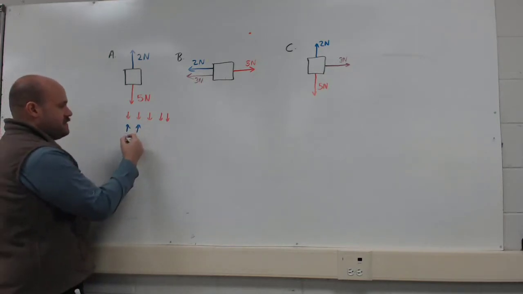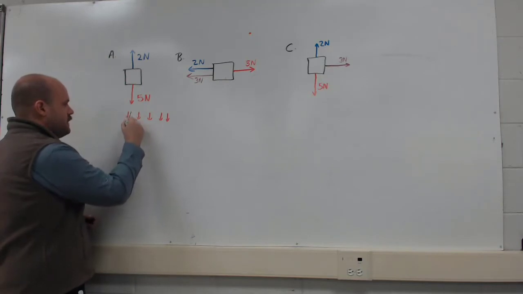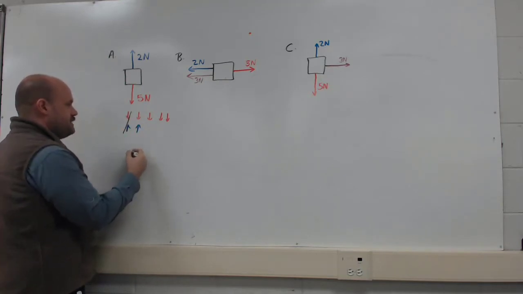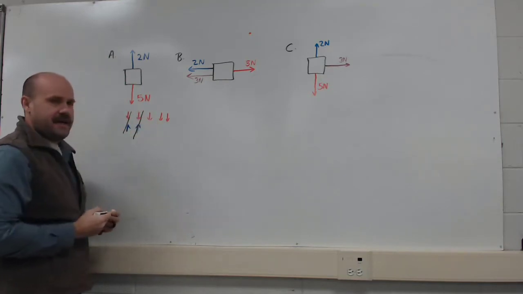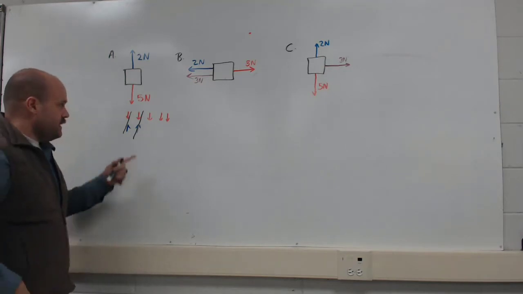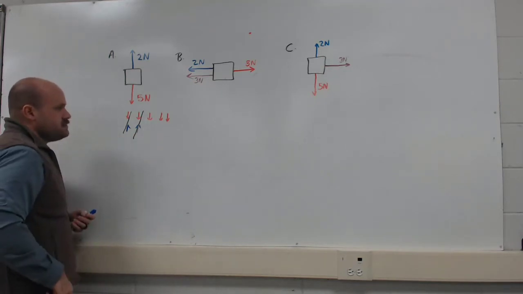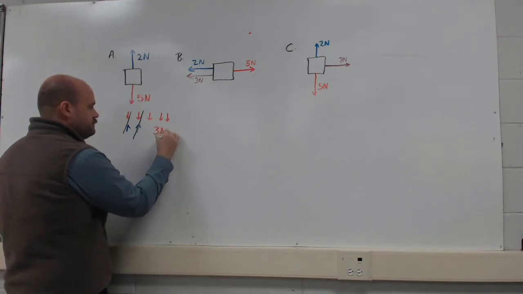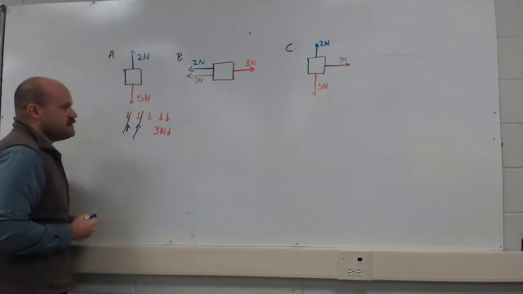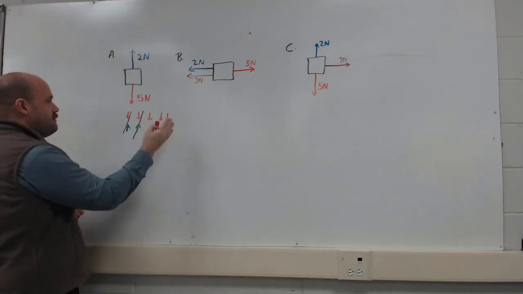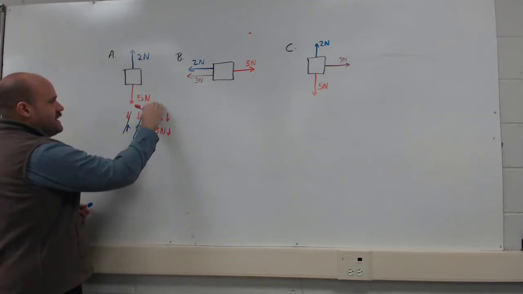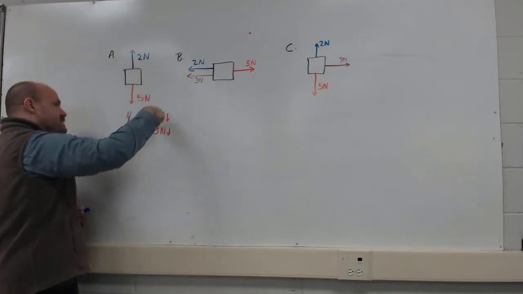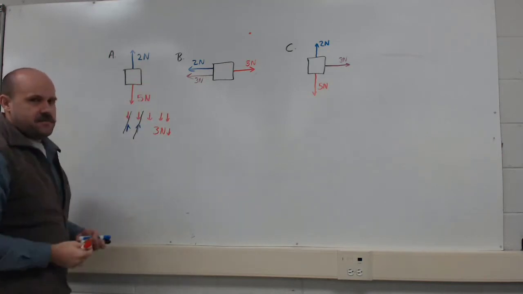So this is down and this is up. Those are opposites, so they'll cancel each other out. This is down, this is up. Those are opposites, so they'll cancel each other out. And we are left with 1, 2, 3 newtons of downward force. 3 newtons of downward force in this example. So we can see that since this had the larger magnitude, that's going to be what's left over, and that's what we should solve for.